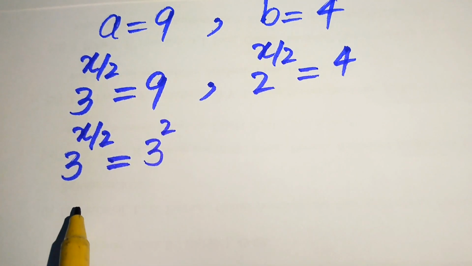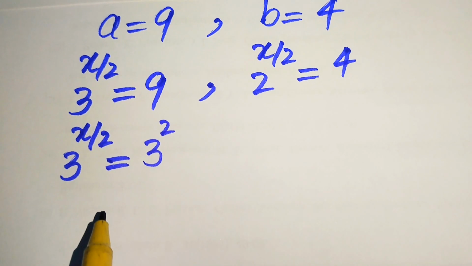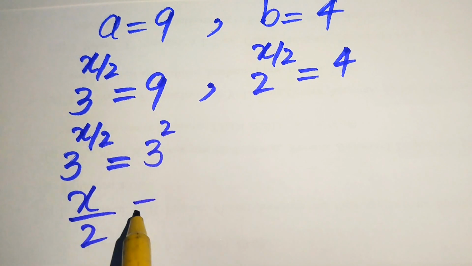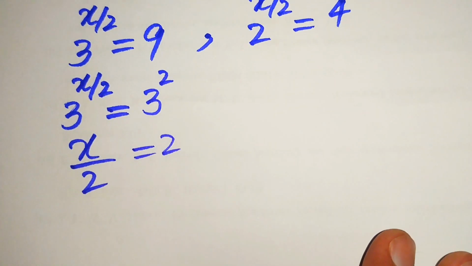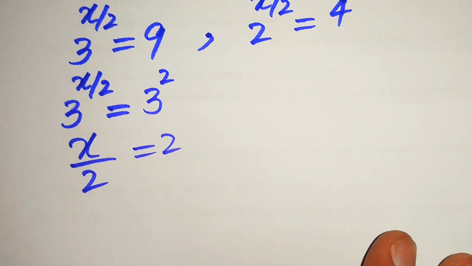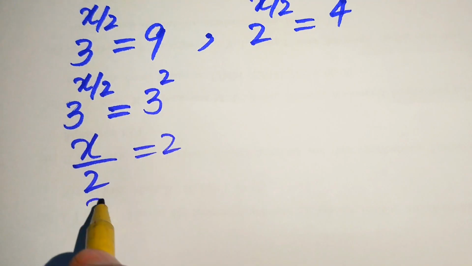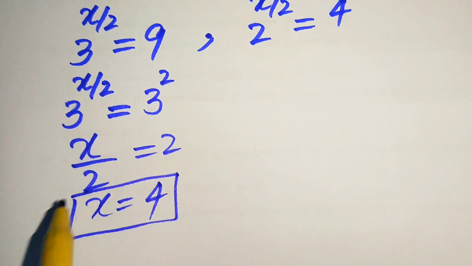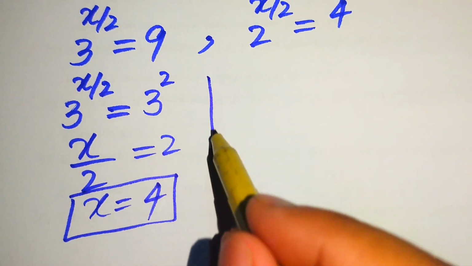And here you see that the bases on both sides are the same, so we equate the exponents, and we get x over 2 is equal to 2. And now we move this 2 to the right hand side, and we get the value of x is equal to 4. So this is the value of x which we get from this case.